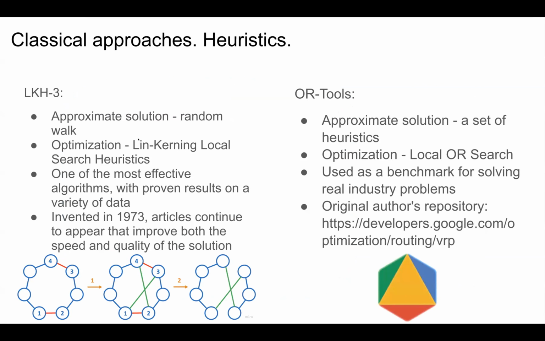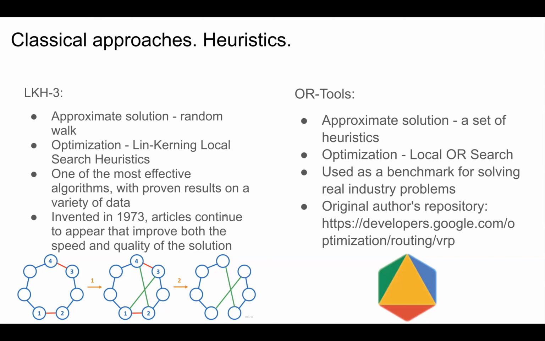LKH3 is a classic local search heuristic used in many research papers as a strong baseline. Here, we first find a feasible route and try to optimize it by swapping subroutes and trying to find a better result. It appeared back in 1993, but there are still many articles coming out every year trying to optimize solution quality and time.